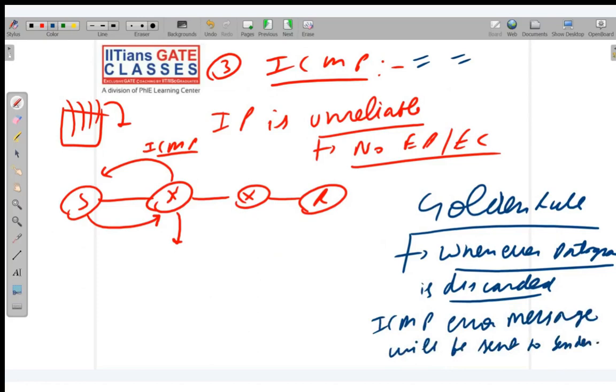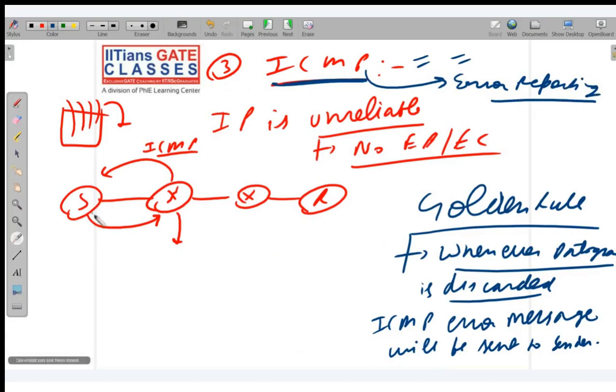ICMP is not an error detection or correction protocol. It is simply an error reporting protocol. It is simply reporting the error. It is simply reporting that your packet has been discarded, please send it again, or your datagram has been discarded, please send it again. It is neither detecting errors nor correcting errors.